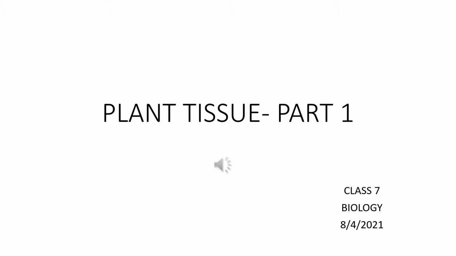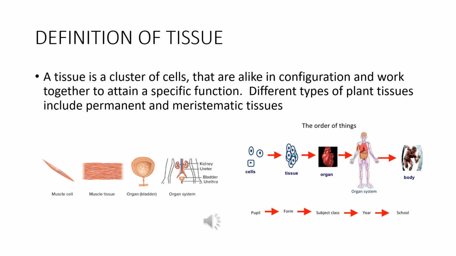In today's class, we are going to learn about the types of plant tissues. How can we define tissues? A tissue is a cluster of cells that are alike in configuration or structure and work together to attain a specific function. Different types of plant tissues include the permanent tissue and meristematic tissue.